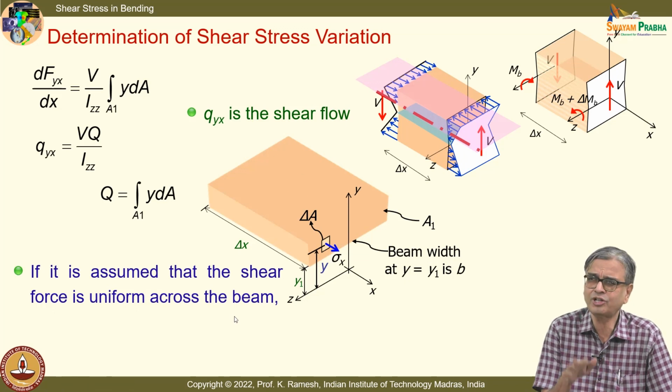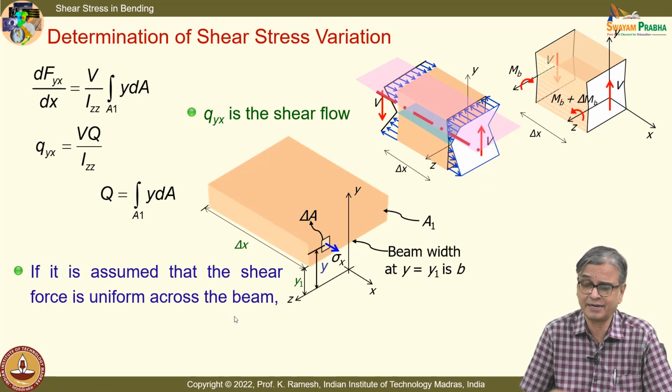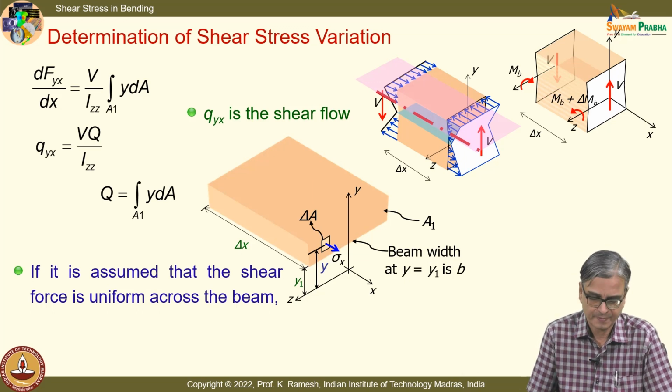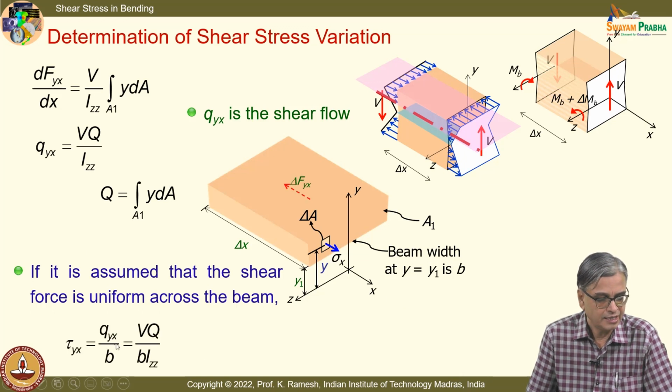All that you can do as part of your development, but the final results that we have got should conform to an exact analysis like what you do in theory of elasticity or a carefully done experiment. It should satisfy both of these. Then our analysis is correct. So, I have tau yx equal to q yx by b. That gives me a very important relationship, that is equal to VQ by b Izz.